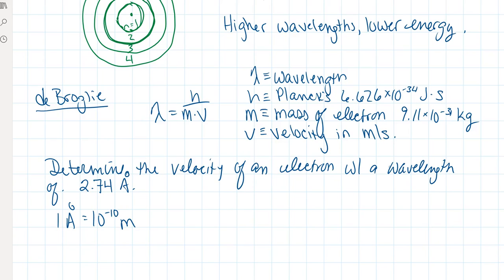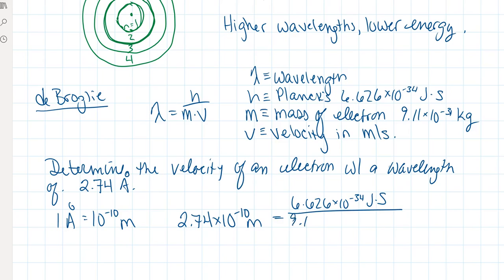We know that my wavelength here is 2.74 times 10 to the negative 10th meters. And that's going to be equal to 6.626 times 10 to the negative 34th joule seconds over the mass of one electron, 9.11 times 10 to the negative 31 kilograms, times velocity. So what I would do is flip-flop my equation and rewrite it as such.